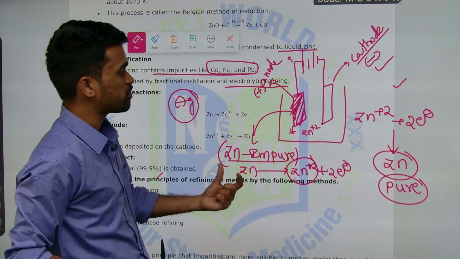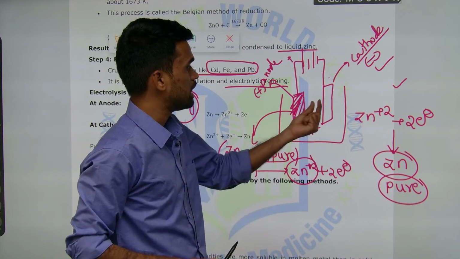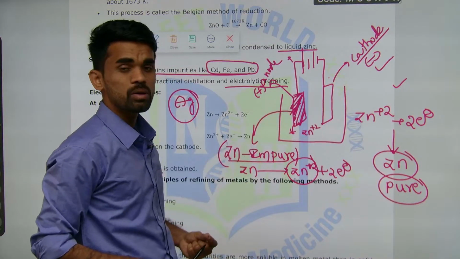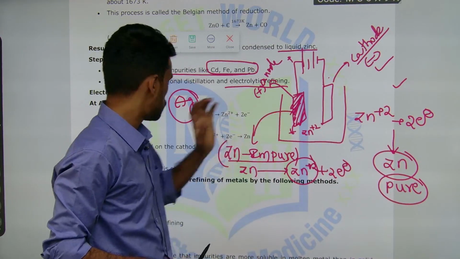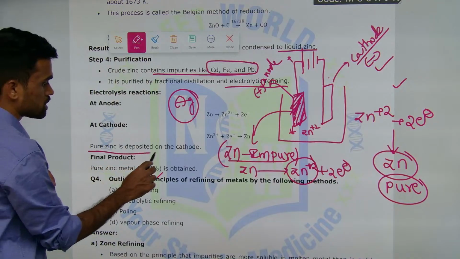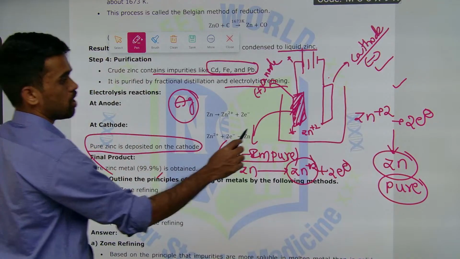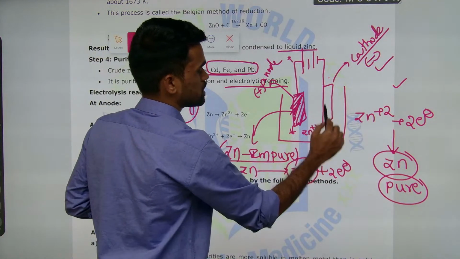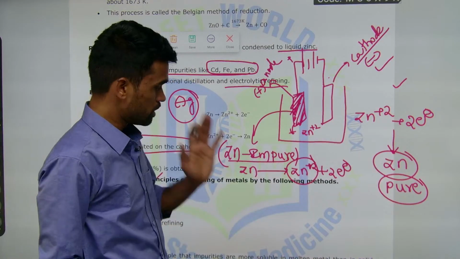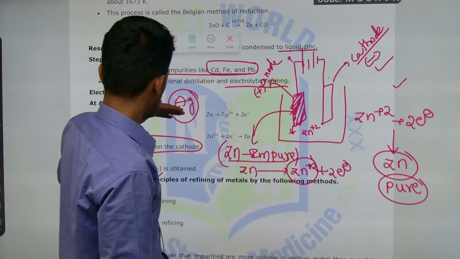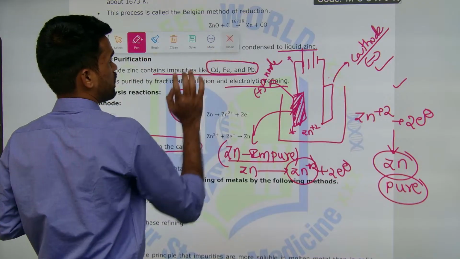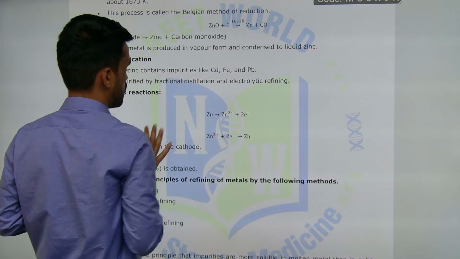So the pure form of zinc we collect at the cathode, and the impure form of zinc is present where? At the anode. That's it. See, pure zinc is deposited on the cathode. All the zinc ions will be deposited on this rod. Okay, that's it. I hope the discussion of electrolytic refining is very clear without any confusion, right?